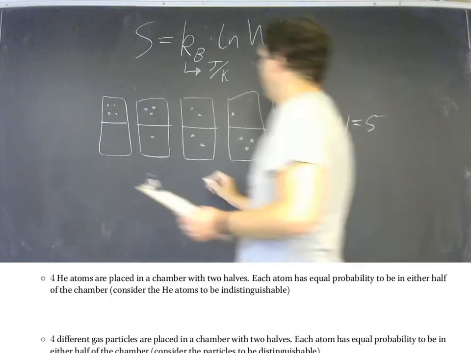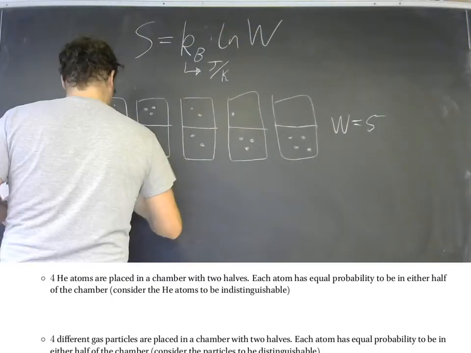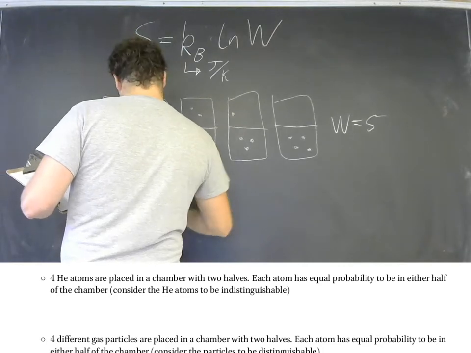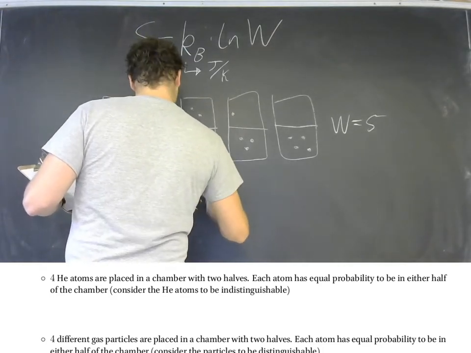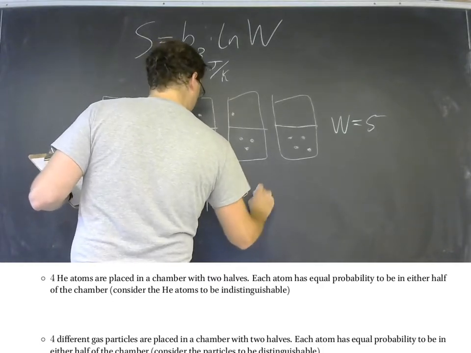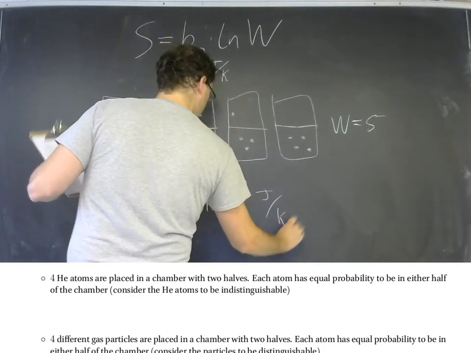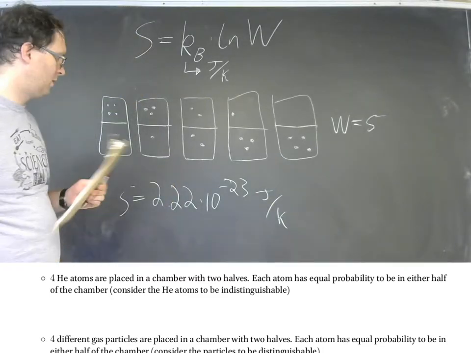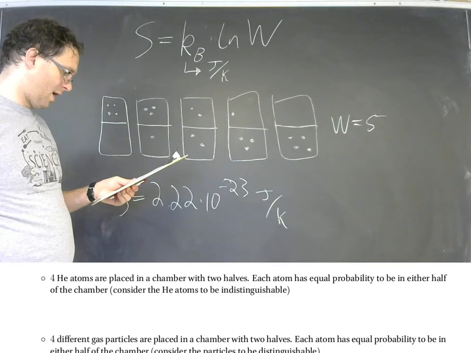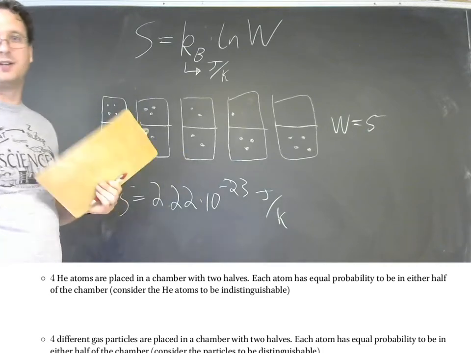And entropy S is going to equal 2.22 times 10 to the negative 23rd joules per Kelvin. Which is just a little bit less than our 6-sided dice.